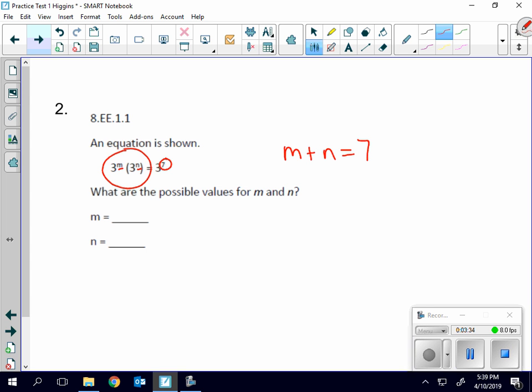Okay, so really there are a lot of numbers that add to 7. Pick any 2 numbers that will add to 7. Like 3 and 4 add to 7. What else adds to 7? You could have picked 2 and 5. There are many different possibilities.